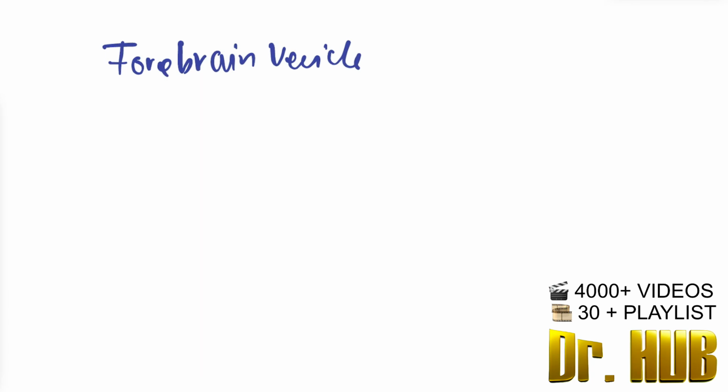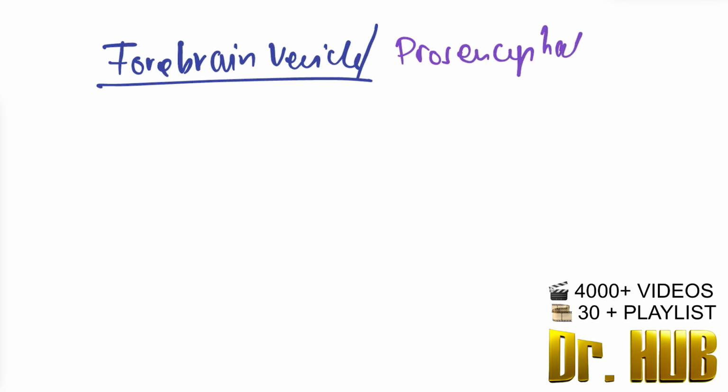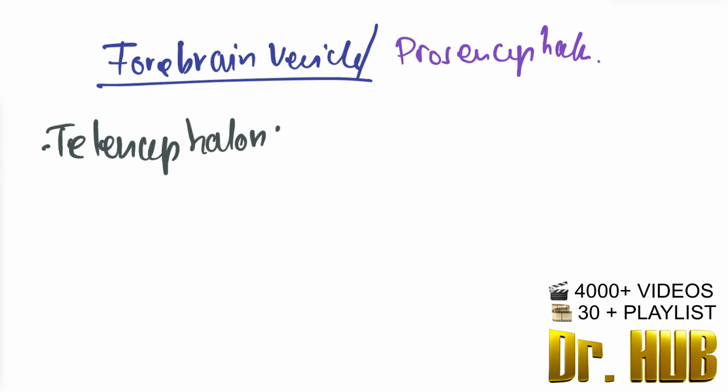Now the divisions, the forebrain vesicles. For the divisions of the developing brain, there is a category that is the forebrain vesicle. The forebrain vesicle is the proencephalon, and here what are the divisions? We have the telencephalon. So what are the components of the telencephalon?